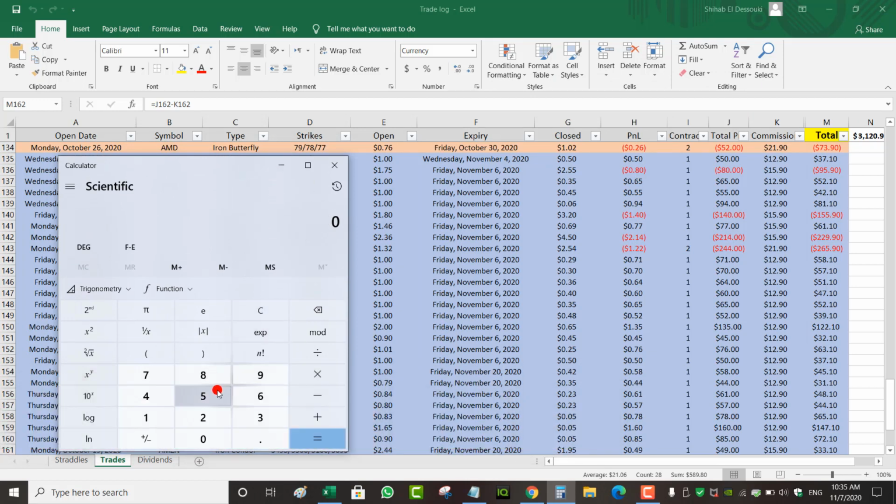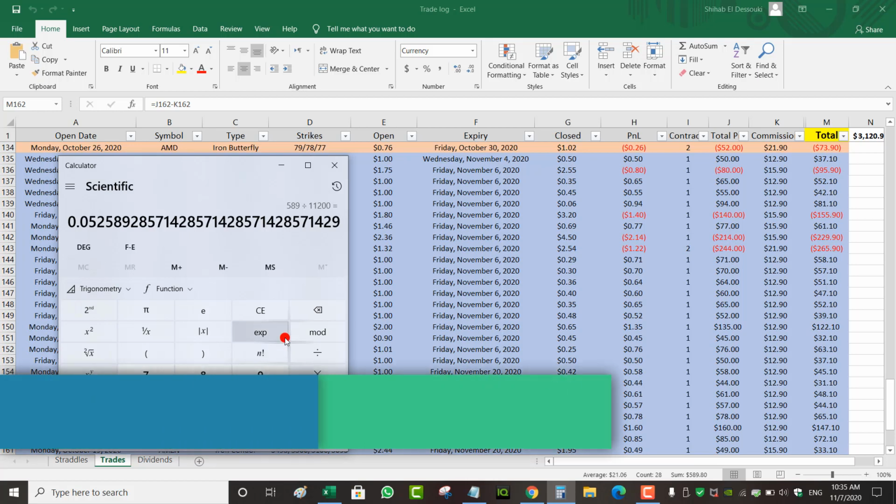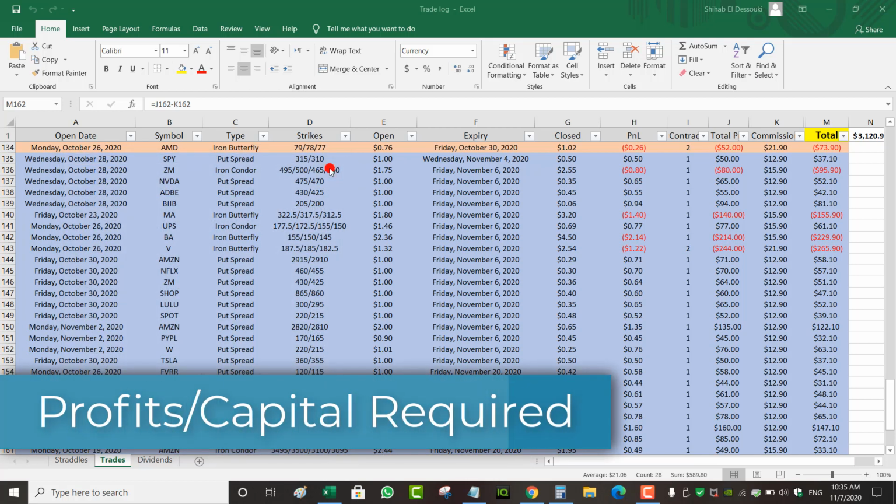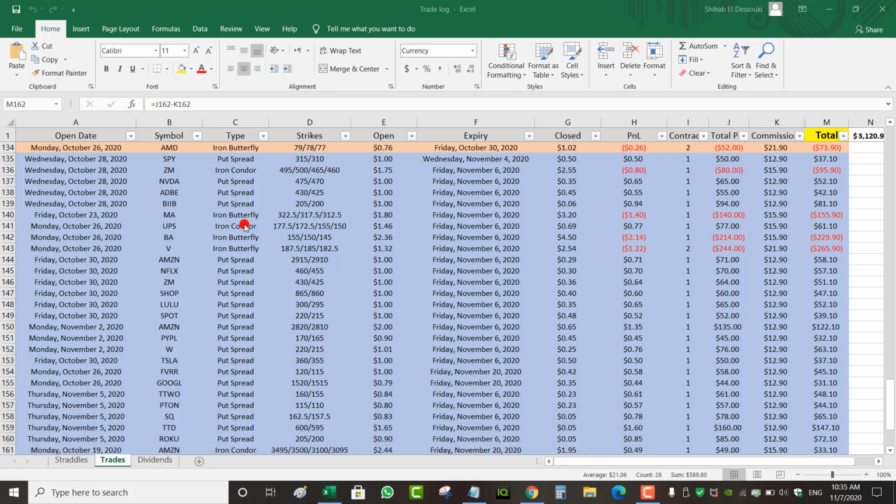If we want to look at return on capital, 589 divided by 11,200 is 5.2%. So not a bad weekly return. Things could have been much better, and I'm going to show you. But let's first go through the trades.